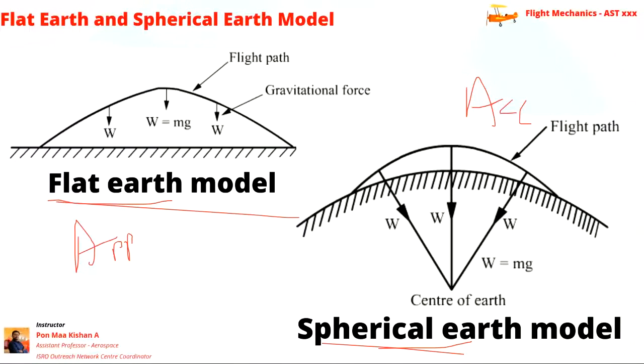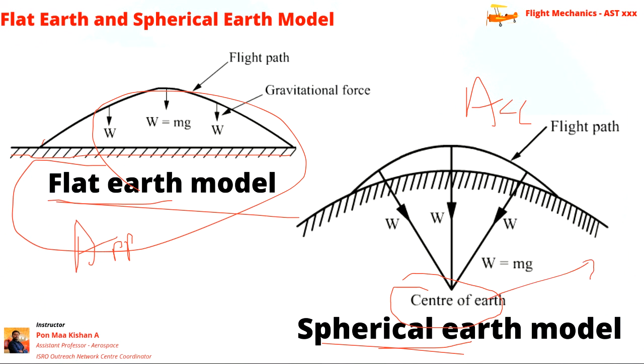Flat earth model means this is the surface of the earth. When there is a flight path, consider this is the flight path. The weight will always act perpendicular to the earth surface. This is the flat earth concept, and in the spherical earth concept it will act towards the center of earth. But the problems derived with the spherical earth model are dynamic, and it will be used if we go for research purposes. For basic understanding we will go with the approximate calculation of the flat earth model, which is followed in NPTEL lectures as well as in IIT's bachelor degree.